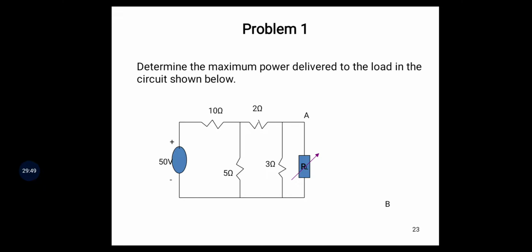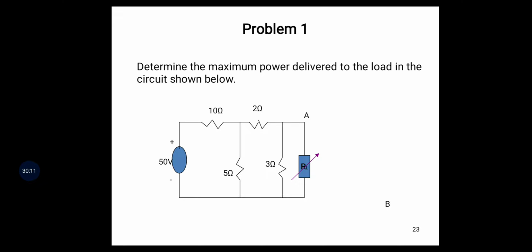Here there is one problem. Determine the maximum power delivered to the load in the circuit shown below. So here we have 50 volts, 10 ohms, 5 ohms, 2 ohms, 3 ohms and the RL resistance. We find the maximum power delivered to the load across RL.